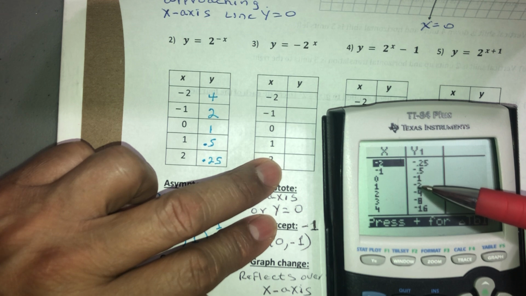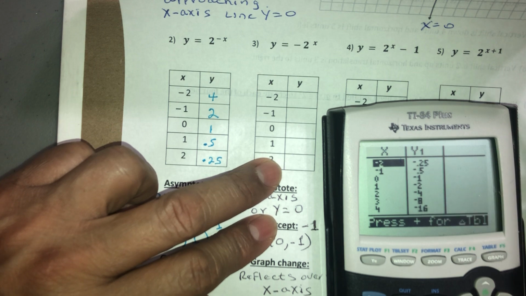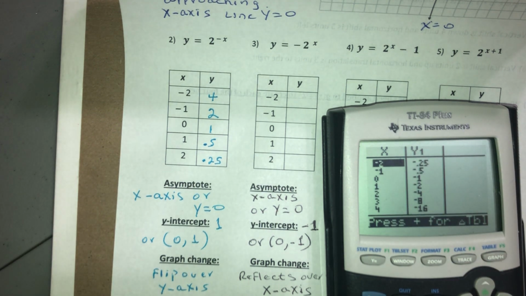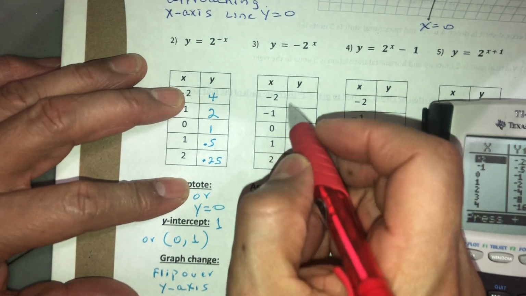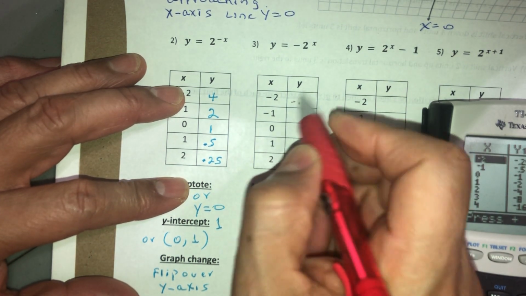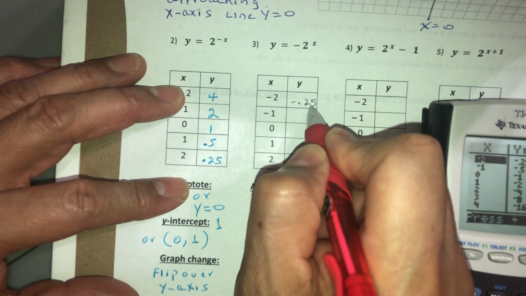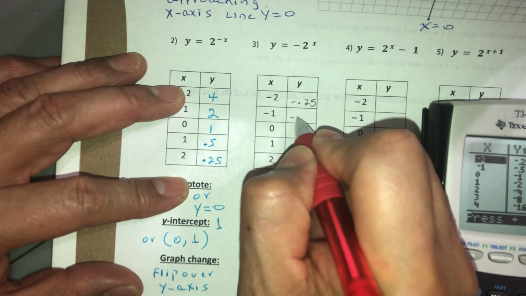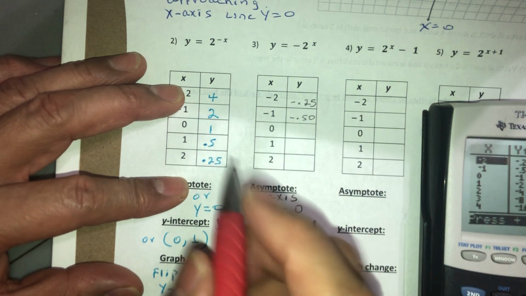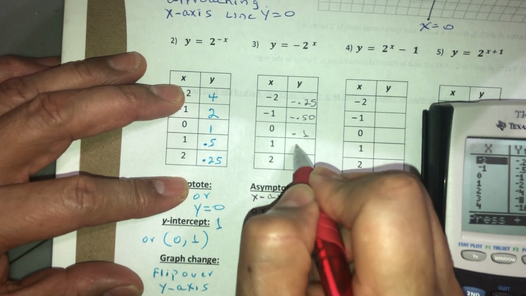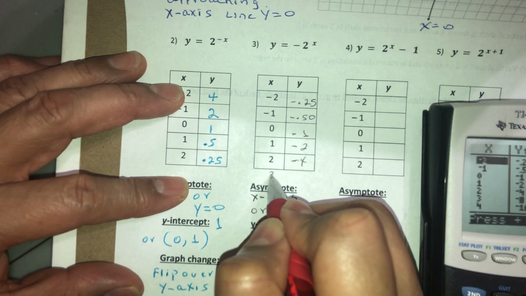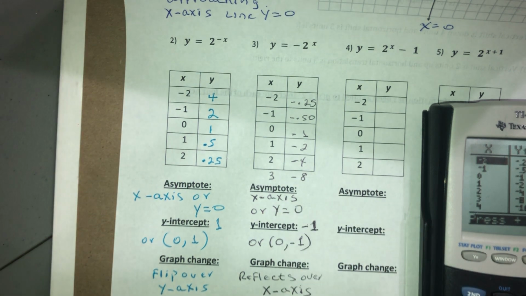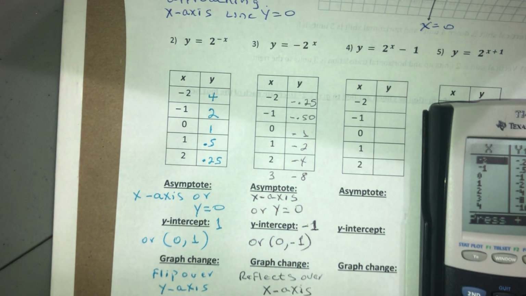From here, look, 1 times 2 is 2. 2 times 2 is 4. 4 times 2 is 8. 8 times 2 is 16. 16 times 2 is 32. Remember, exponential, always doubling up, doubling up. So let's put these numbers right here. So it's going to be negative 0.25, all right? Negative 0.5 or 0.50 is the same thing. Negative 1, negative 2, negative 4. And I'm going to use this negative 8 only because I want to make the graph look nicer.